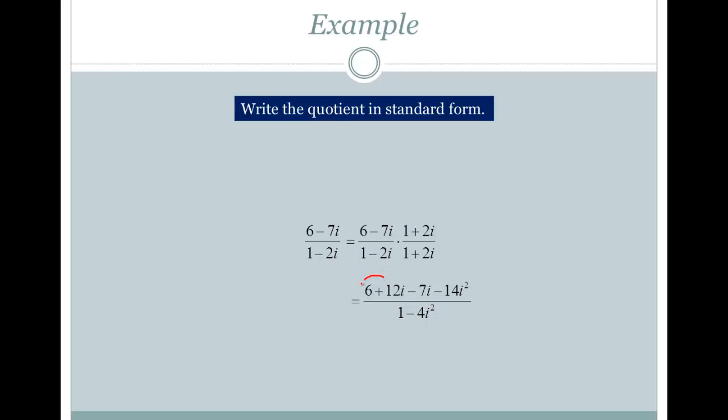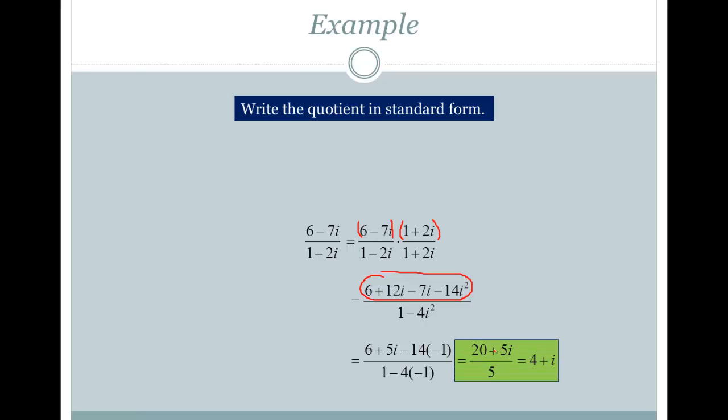What I got up at the top here is simply by FOILing these two out. If I put parentheses here and here, and I FOIL, that's what I should get. Again, on the bottom, I'm going to get 5, and then I'm going to combine terms. I get 20 plus 5i over 5, which is 4 plus i. Again, pause the video, make sure that you guys are understanding how to do these steps.